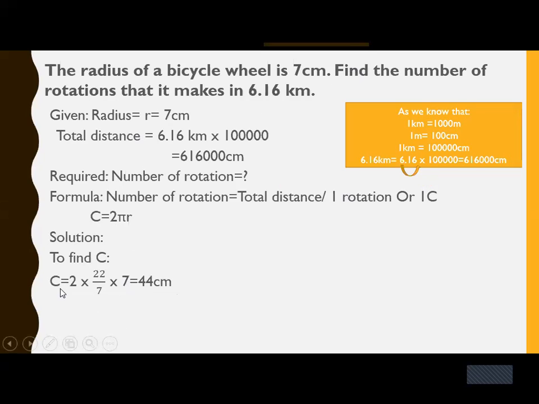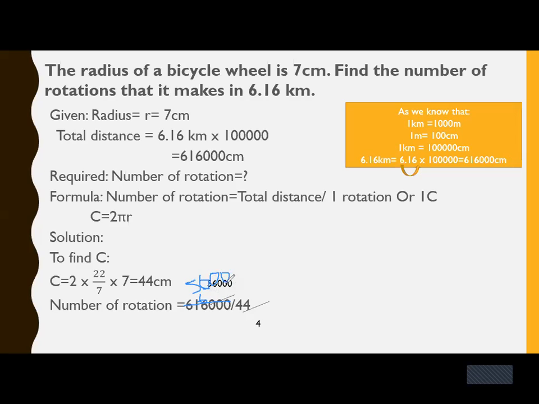Okay, now let's find out the number of rotations. Total distance is 616,000 upon 44. Now 11 fours are 44. Look at this simplification. 11 fives are 55. How much left? 6 left. 11 sixes are 66, and then 3 zeros are left, so we are going to put 3 zeros.